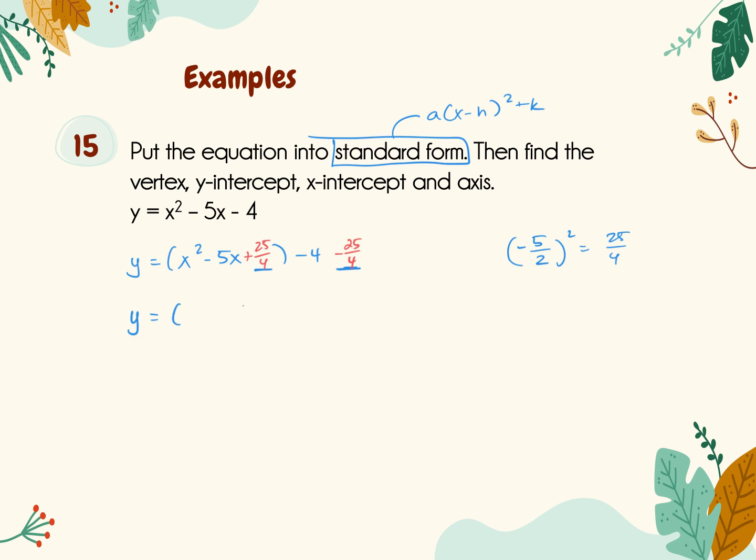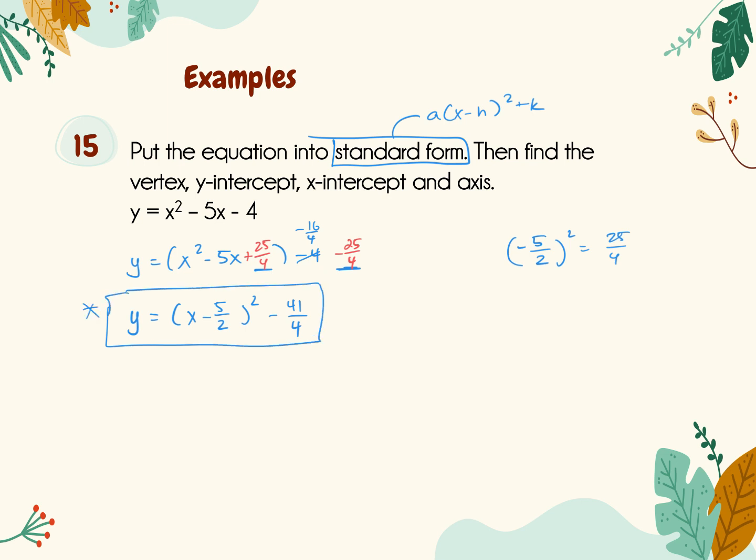I'm going to set up my binomial. I know this is x minus 5 over 2, squared. And this is going to be minus 4, which is equivalent to minus 16 over 4. And so that's going to give me minus 41 over 4. And so this is my standard form that they wanted.